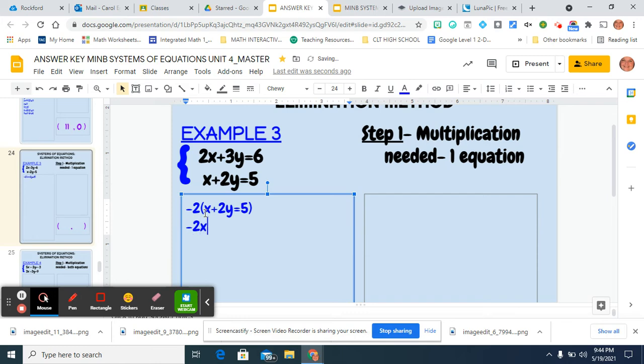And that gives me a -2x minus 4y equals -10. Okay? By doing that, I still have the original for the top one, 2x plus 3y equals 6. Now I can line that up with -2x minus 4y equals -10. And sometimes people, instead of subtracting, will put plus -4y, because when we line stuff up, it might make their life a little easier.